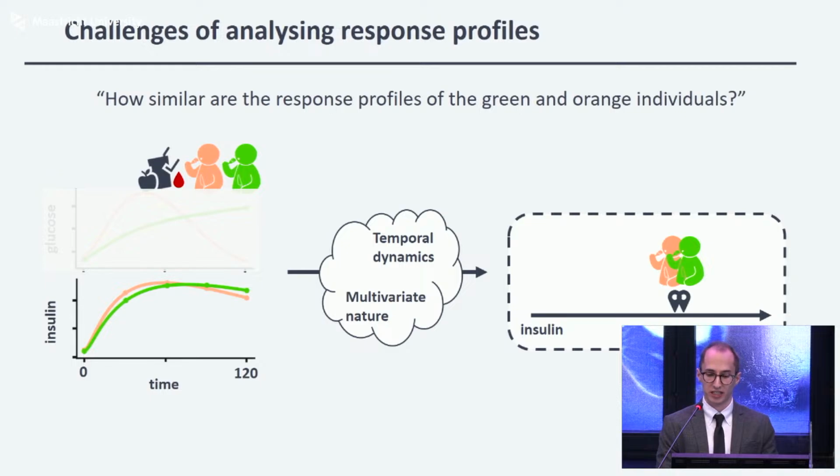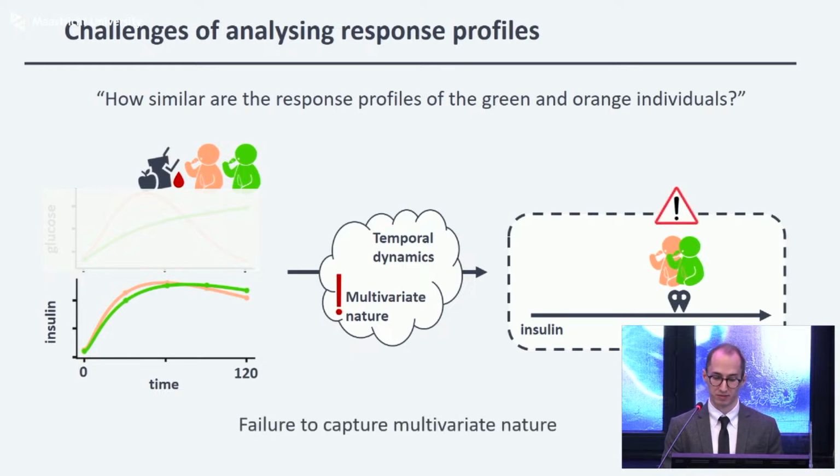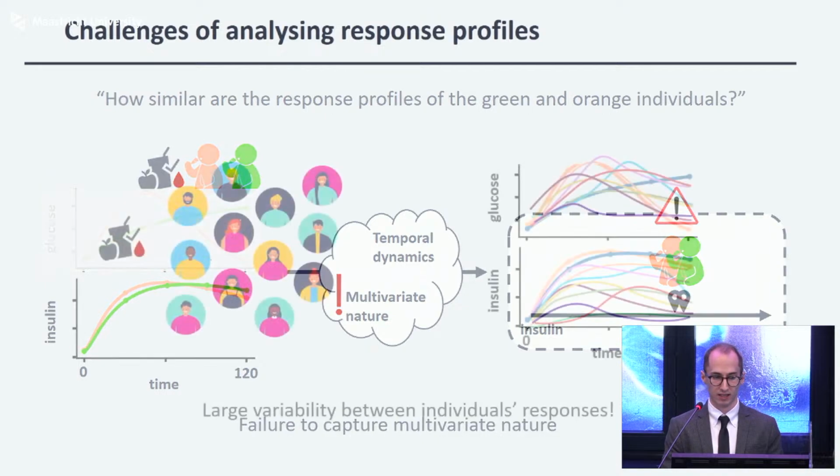In addition, meal challenge tests perturb multiple metabolites simultaneously, such as glucose and insulin in this case. Therefore, considering only one of them while ignoring another may be misleading. For example, making a decision based on the insulin response in this case would lead to the wrong conclusion that the responses are similar. This property is the multivariate nature of the data.